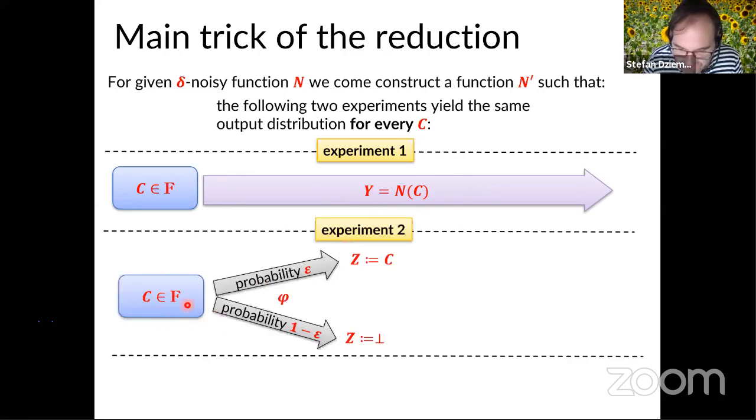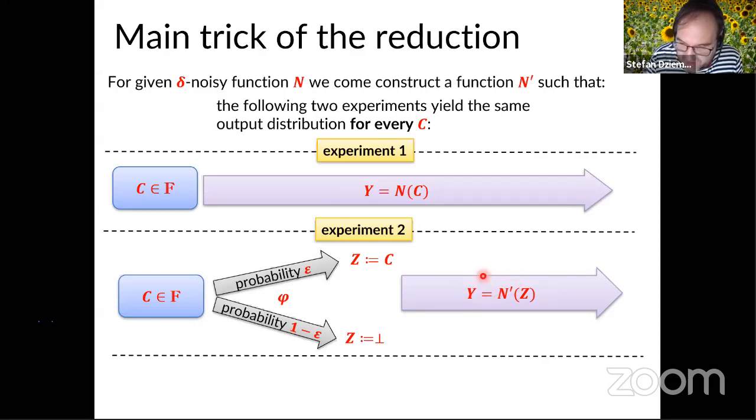And experiment 2 is you take wire C, and with probability epsilon you get C, with probability 1 minus epsilon you get bottom, and then you feed the Z to N prime, and then you get some Y. And then you say, okay, these two distributions should be identical. So you simulate this leakage by a leakage which first gets either full information about the input or zero information, and then put something on top of it.